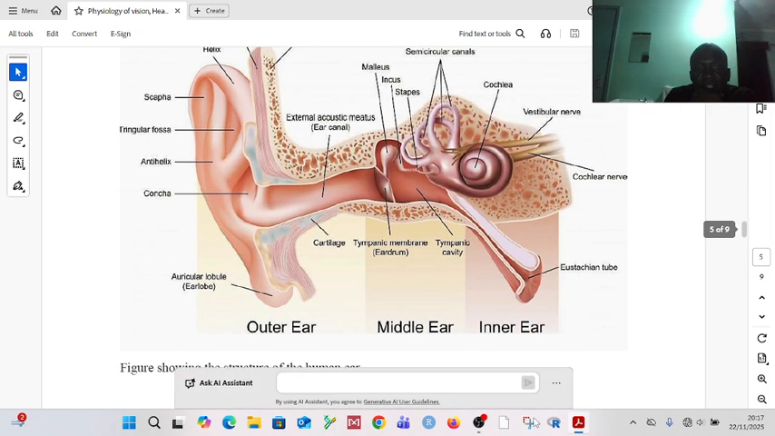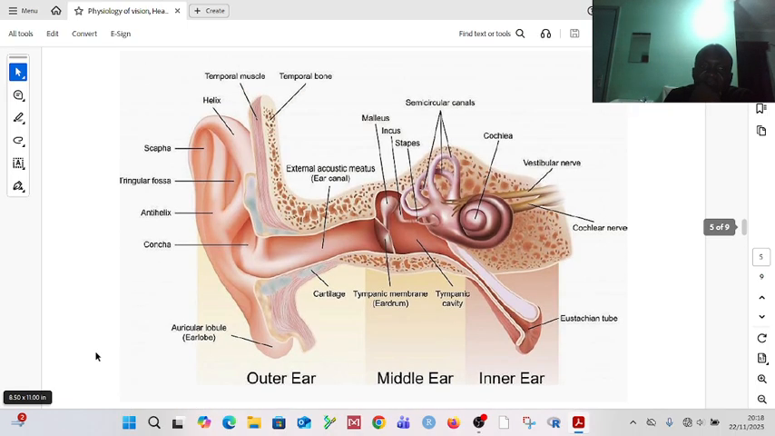As you can see, it has the outer ear. The outer ear is what you can feel from outside. Then it has a middle ear, then it has the inner ear. Okay? So the outer ear, you have this sort of funnel-shaped bit. Its job is to trap the waves. Then it conveys those waves towards the inner part through the ear canal.